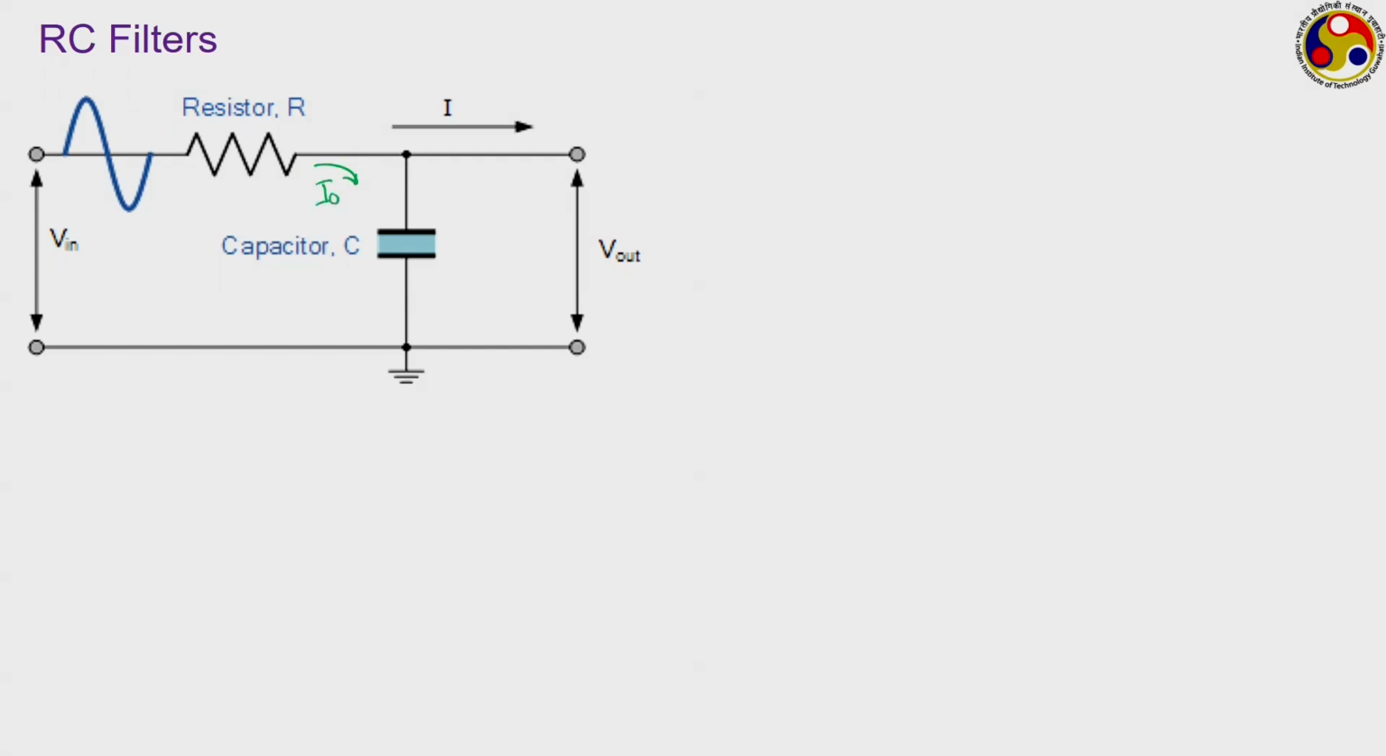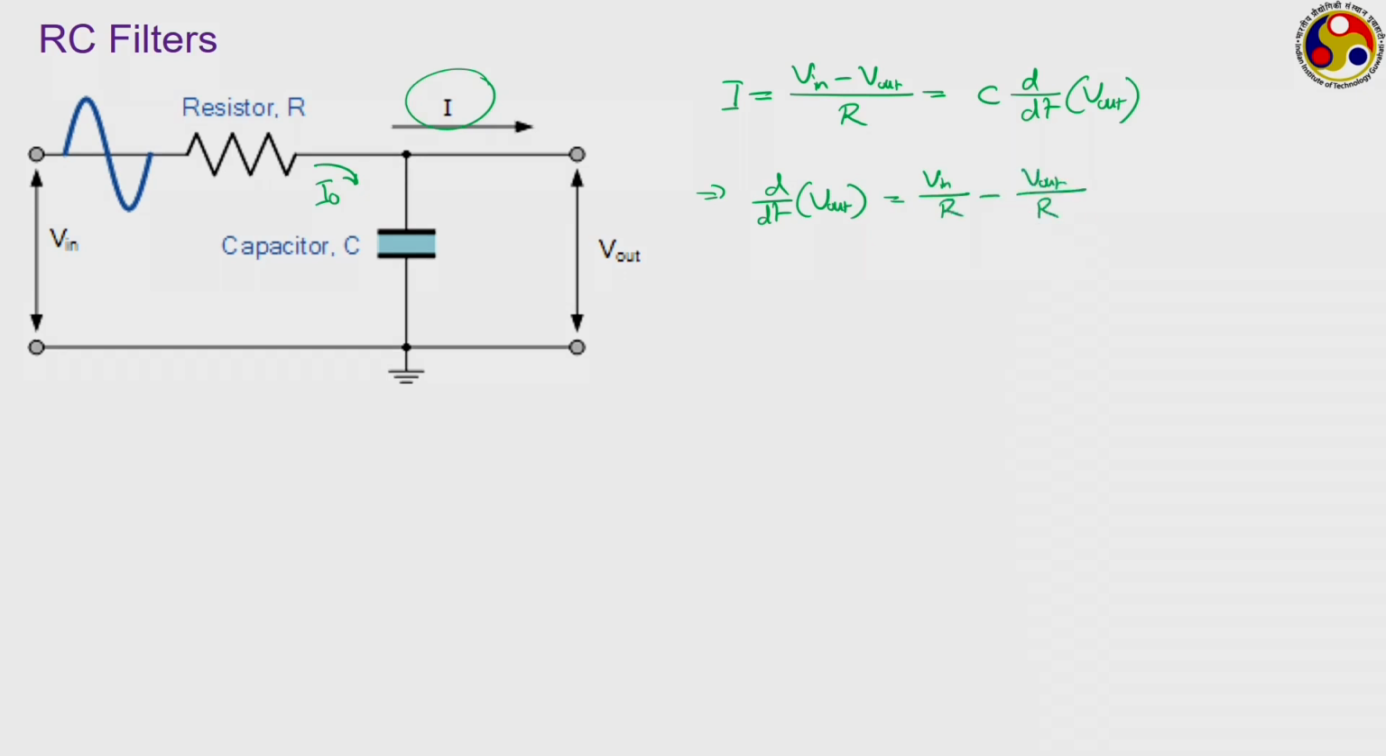I0 is the current flowing through this circuit, and if the current drawn at the output side is negligibly small, then we can write this I to be equal to V in minus V out divided by R. Using the definition of a capacitor, this can also be related to C into d/dt of V out. So, if we combine this, d/dt of V out will be equal to V in upon R minus V out upon R, sorry, C is also there. That means d/dt of V out plus 1 by RC of V out is equal to 1 by RC of V in.